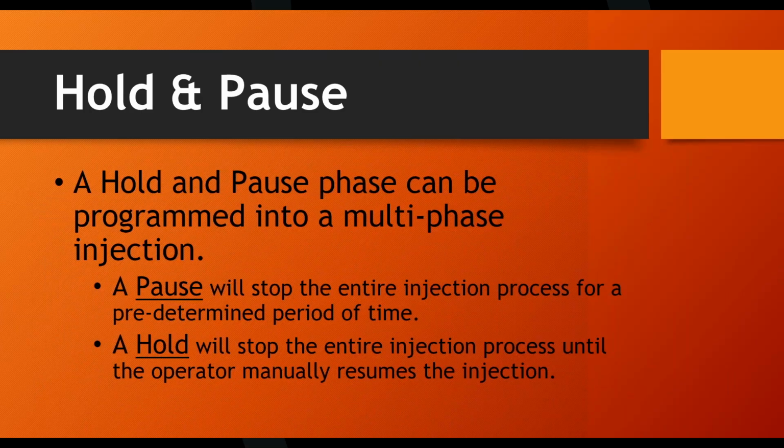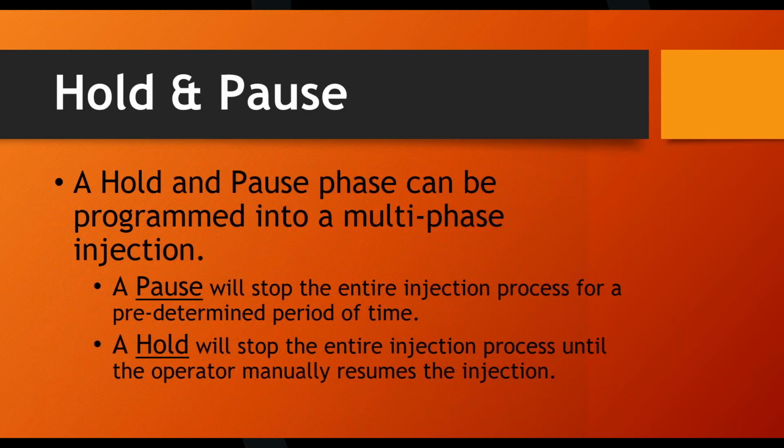All right, now if I do a hold, so right here, now we have a two-phase injection, but there's a hold between the two phases. So I'm going to shoot contrast, then there's going to be a hold, then it's going to shoot the saline. Now a hold is a permanent stoppage of the injection until the operator hits the go button and it continues on.